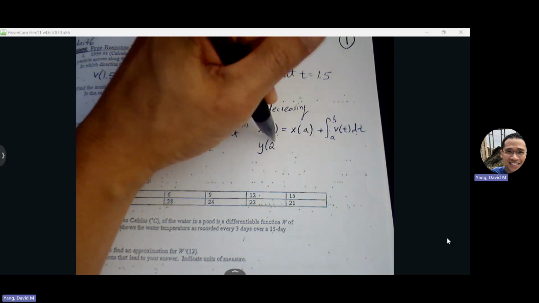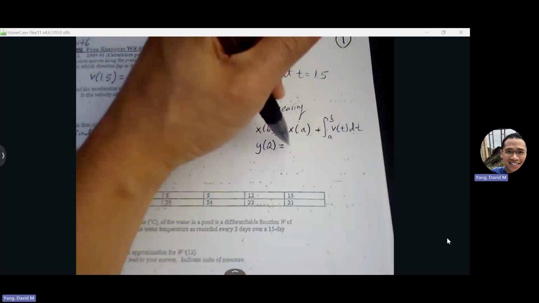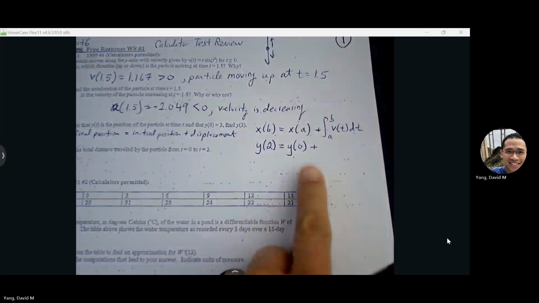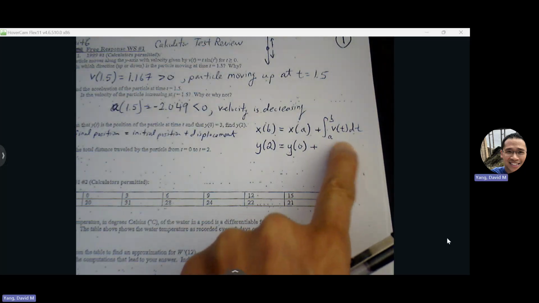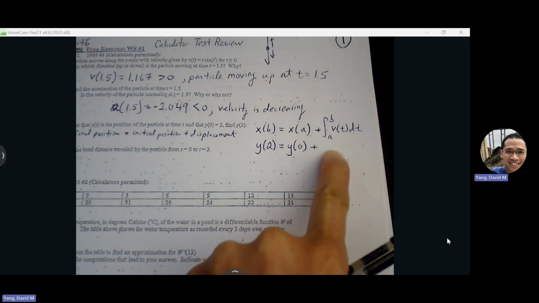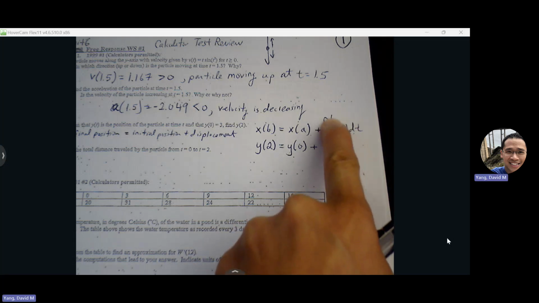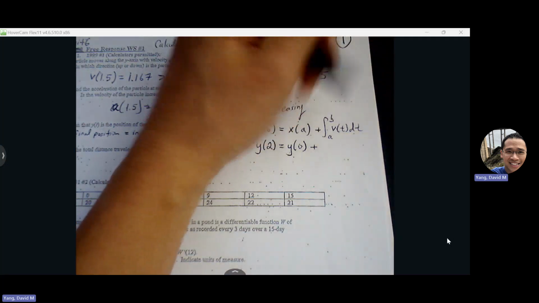If I want to find my location of the object at 2 seconds, I'm going to start off with my given position, y of 0. And I'm just going to have to figure out how much distance I'm going to cover in that time period. Because we have our velocity function, if we look at the area under velocity, we'll get our displacement. So the integral from 0 to t of v of t dt.